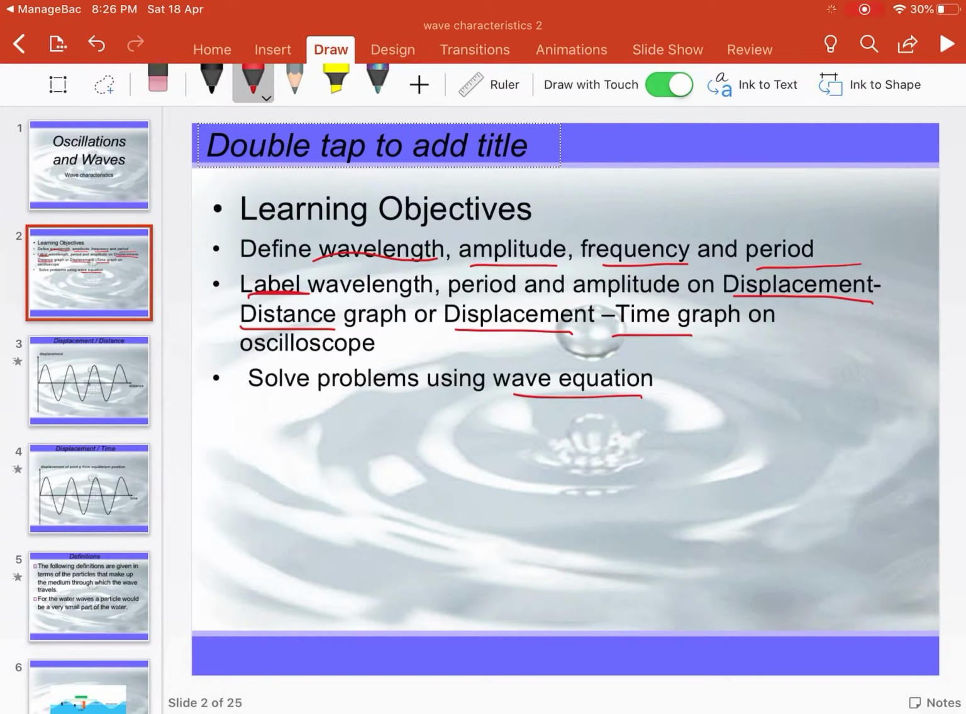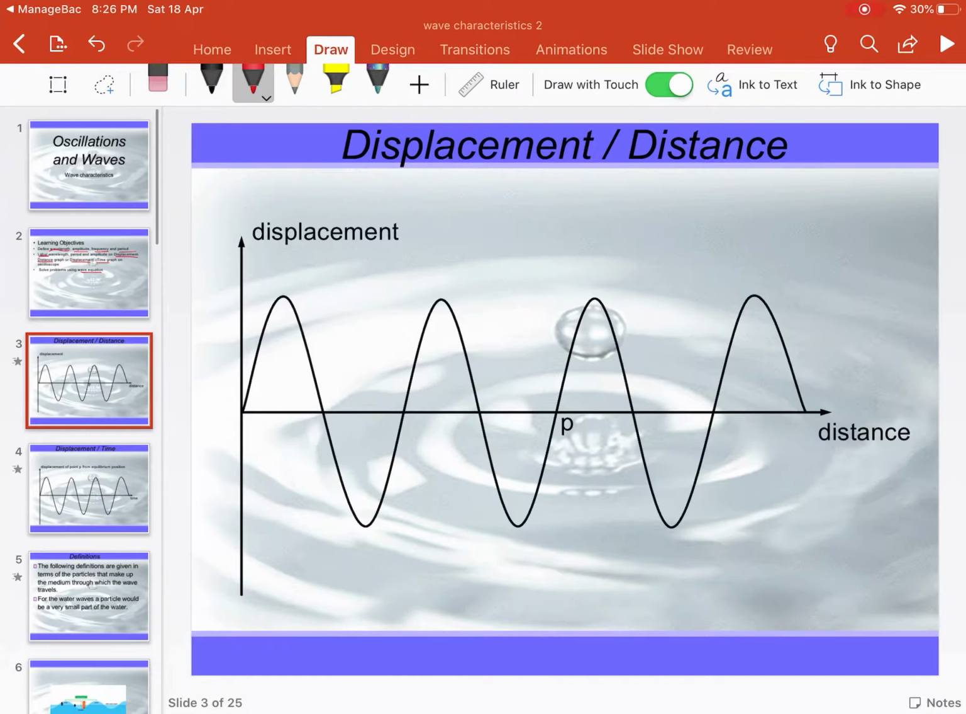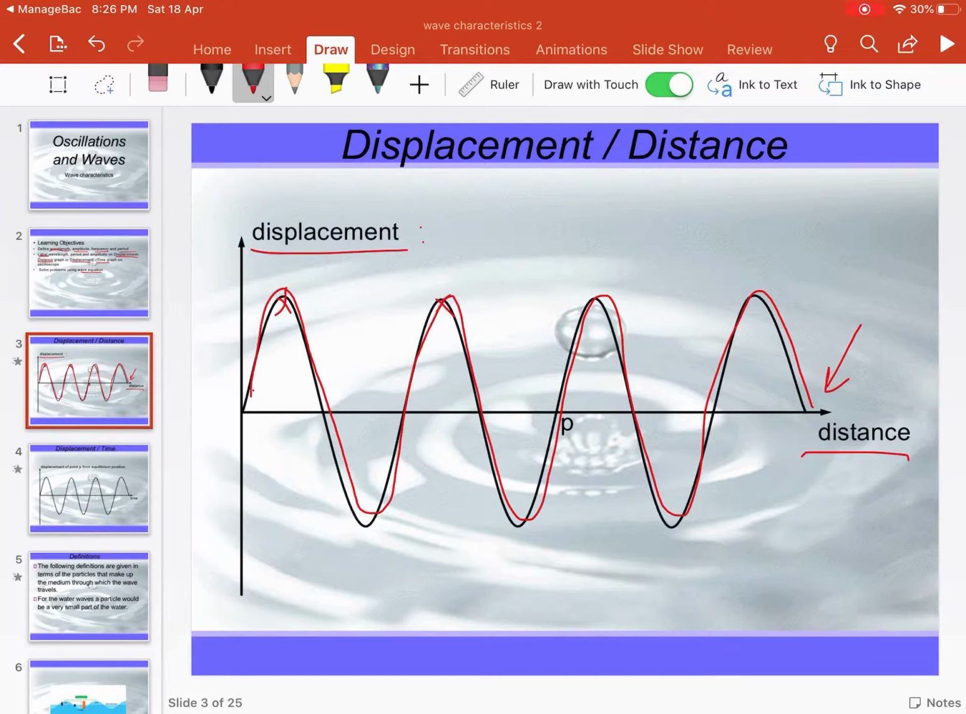Now, when I mention two graphs, this is a displacement distance graph. And by displacement, I mean how far particles in a wave move away from their rest position. So imagine this wave originally is a rope that you are making a wave in by shaking this side of it. So when you shake this side, you get this type of wave.